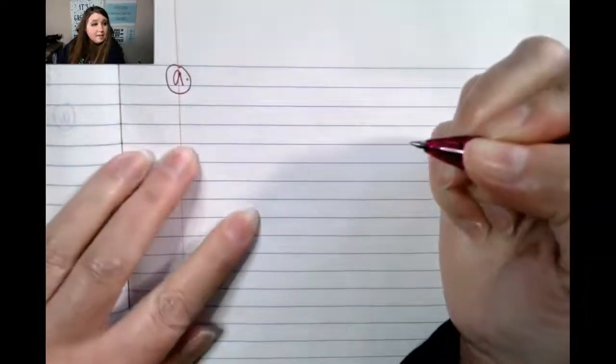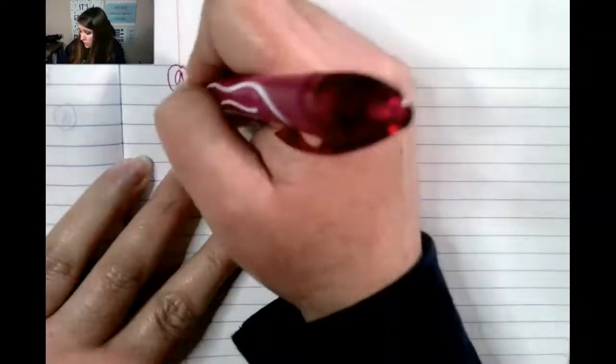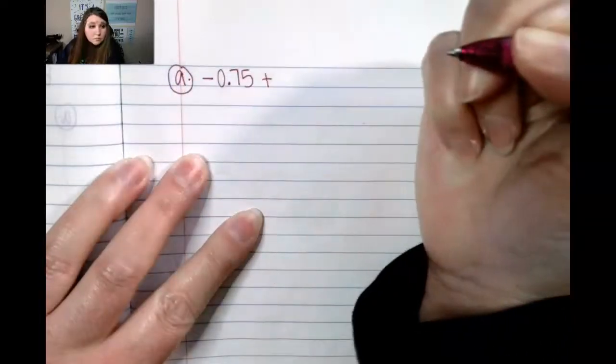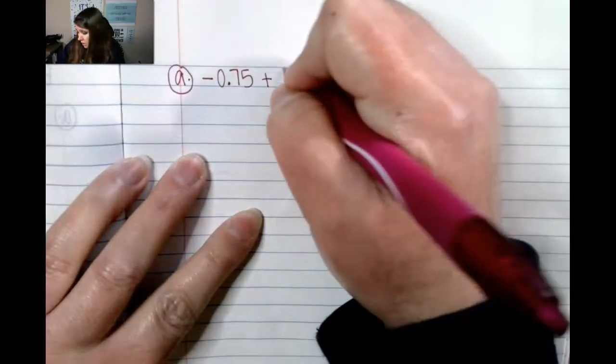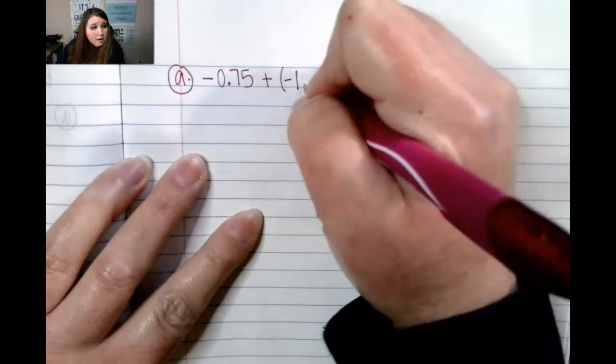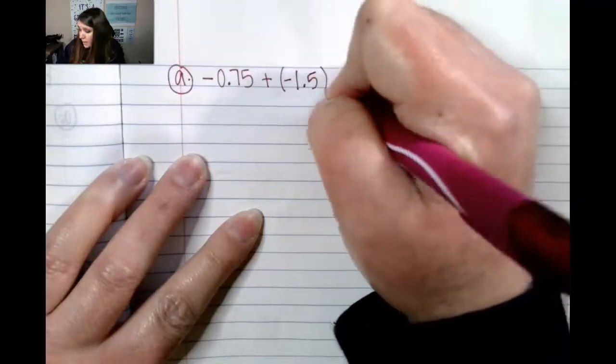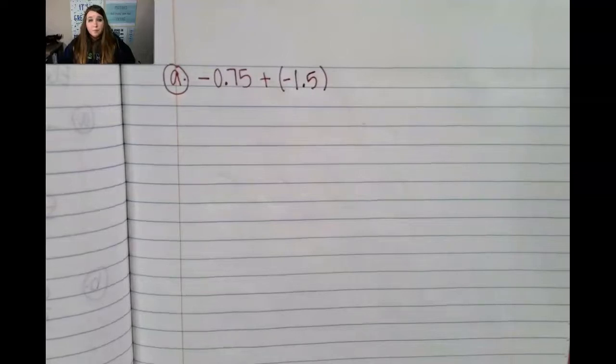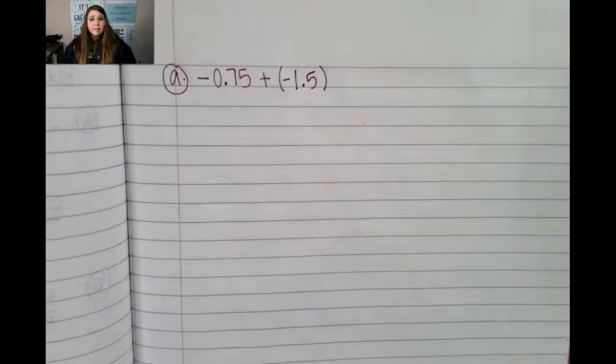So example A. Example A says to find the sum of negative 75 hundredths plus negative 1 5/10. Okay, so what are we going to do here? Well, the first thing that we're going to do is we are going to look at these like fractions.